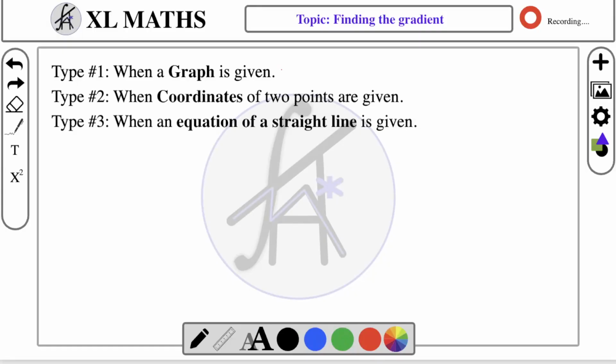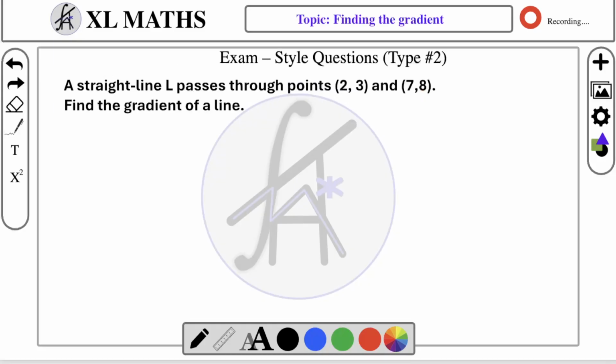In today's lesson we are going to be talking about type 2, when the coordinates of the 2 points are given and we have to find out the gradient. Yes, it's a part of finding out the gradient, part 2 or lesson 2. So let's look at the question.